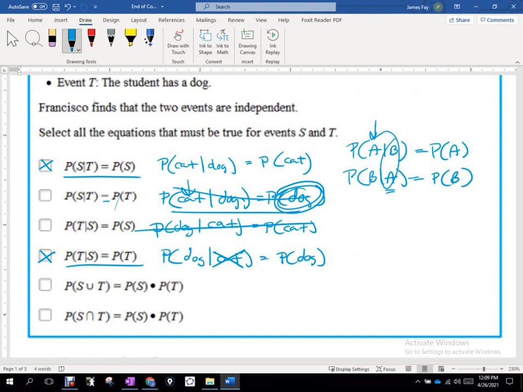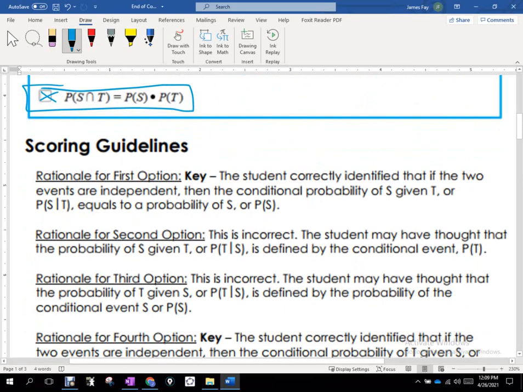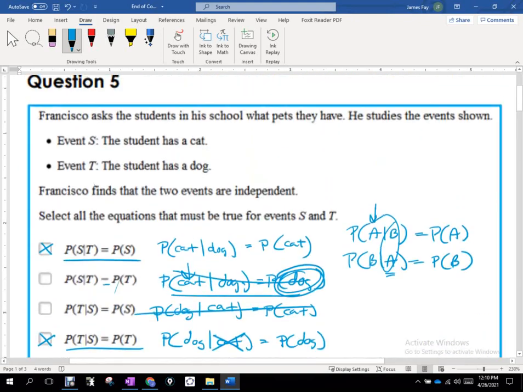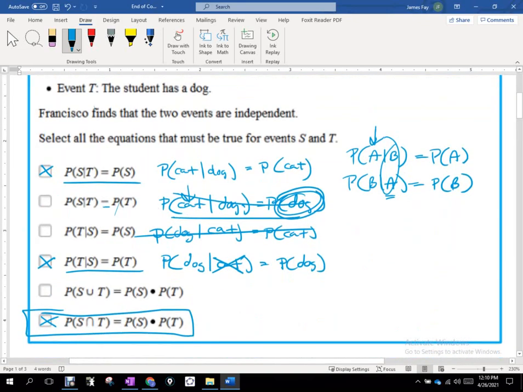And then the remaining one is this one. If they're independent events and you want to know what if they happen at the same time, you take the probability of the first one times the probability of the second one. So those would be the three things you have to check off to gain the 1 point, or maybe 2 points, on this question. I think it's 1 point. That kind of makes sense?